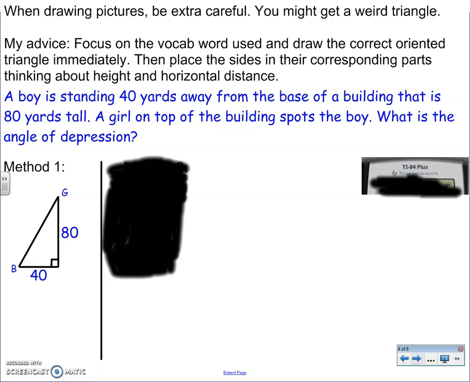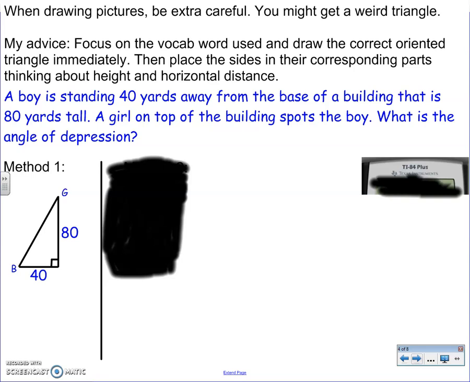Forget everything else. Then you're going to place the sides in their corresponding parts, thinking about height and horizontal distance and nothing else. So here's a question. A boy is standing 40 yards away from the base of a building that is 80 yards tall. A girl on top of the building spots the boy. What's the angle of depression?